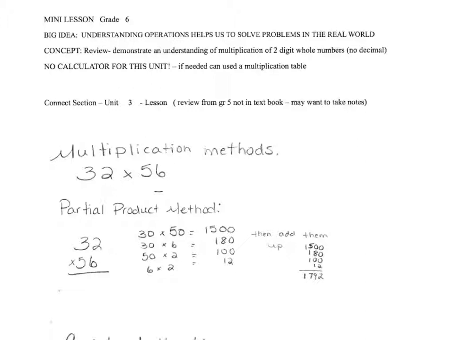So we are going to do some quick review of multiplication. We're going to demonstrate an understanding of multiplying two-digit whole numbers. A whole number means there is no decimal.